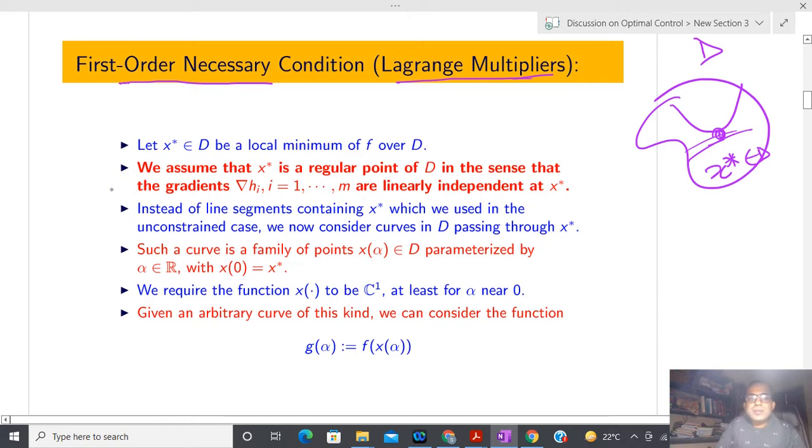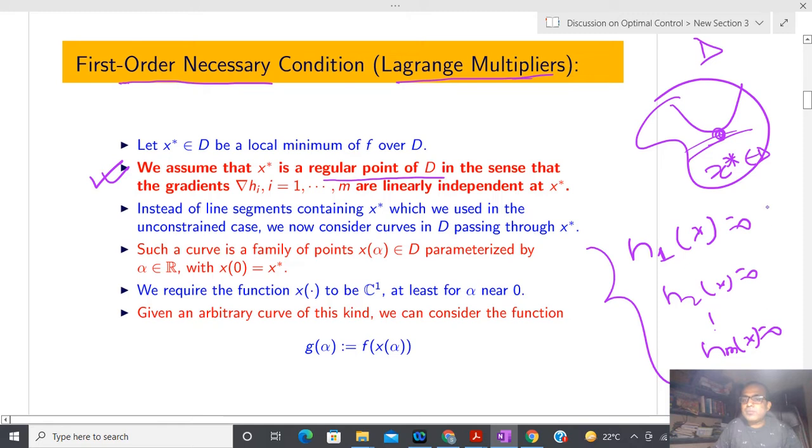One another assumption, we are going to understand this assumption not at this moment but later in this lecture. What we are going to assume is that x star is a regular point in D. Whenever we talk about a regular point, the meaning is that if you take the gradient of the constraints, and I have m number of constraints, all equal to 0, and you calculate the gradient vectors of all these constraints, they are linearly independent. If that is linearly independent, then we can tell that x star, where I have calculated this gradient, is called the regular point.